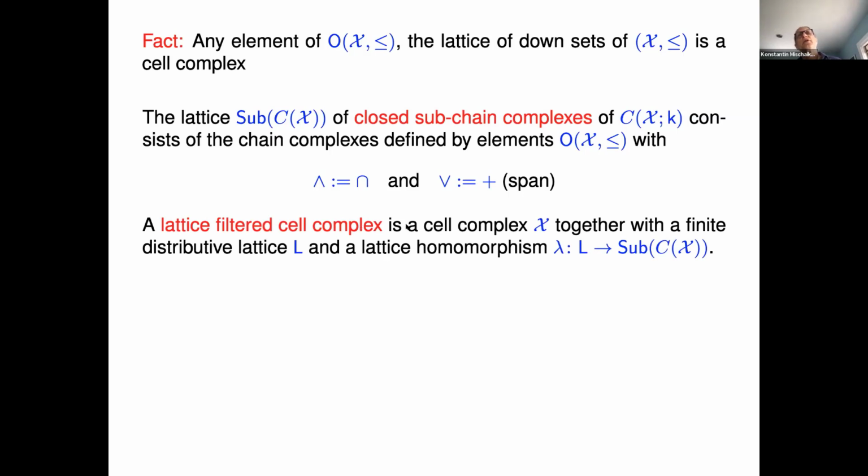A lattice filtered cell complex is a cell complex together with a finite distributive lattice, the kind of lattices we've been talking about, and a homomorphism from this lattice into this lattice of closed subchain complexes. Again, it's a technical condition. It needs to be satisfied. Ignore it unless you know something about this subject, and then this might make sense to you.